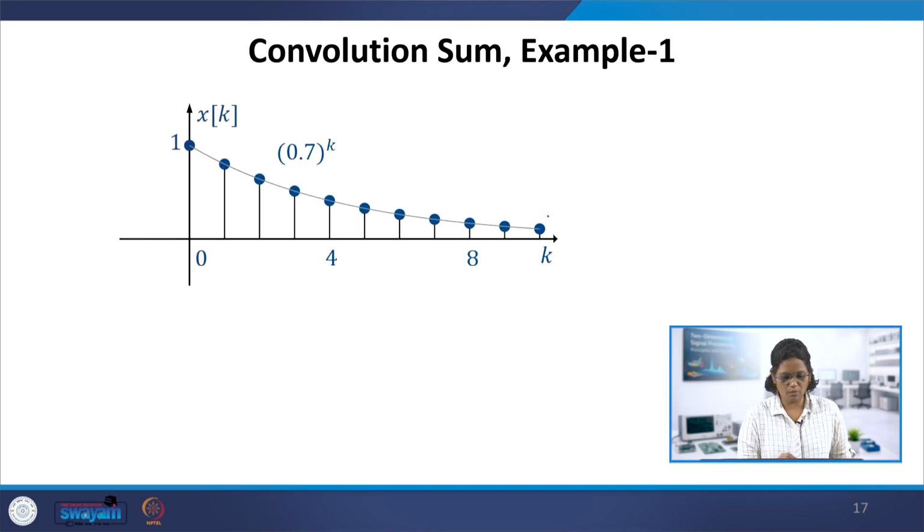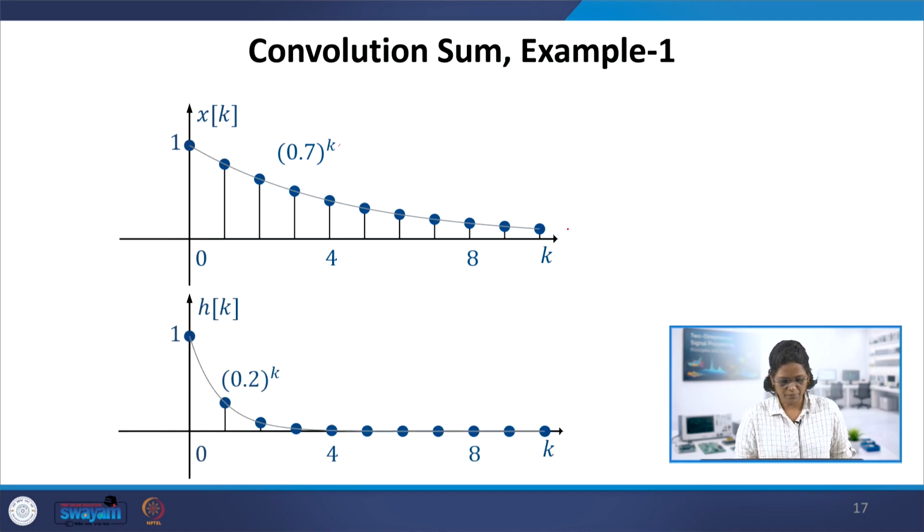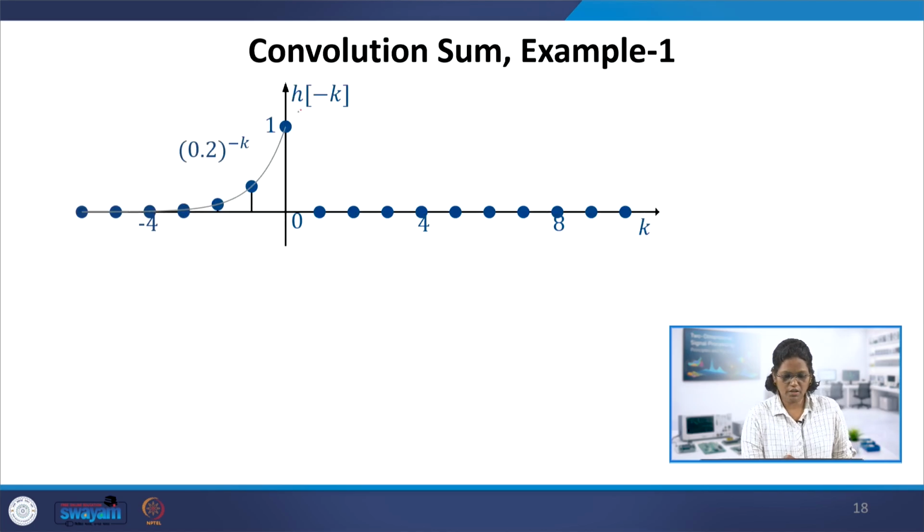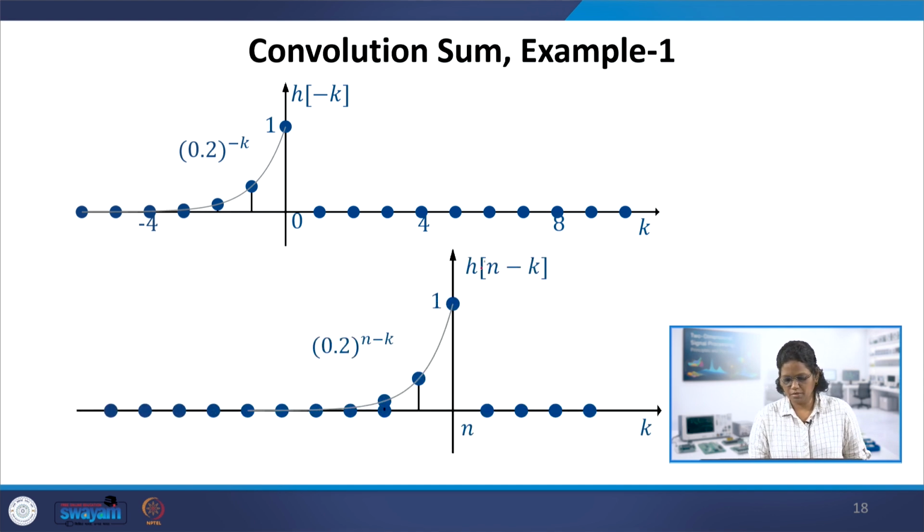We will see the plotting also, and the graphical visualization of the operation which we had done. First, convert x to the k base, x of k, 0.7 power k, which varies exponentially and is decaying, since this is less than 1. And h of k is 0.2 power k, and similarly change the base from n to k here. After that, flip the sequence to get h of minus k. The sequence on the right hand side is now flipped to the left hand side in 1D, and shift it to n minus k, plus n.